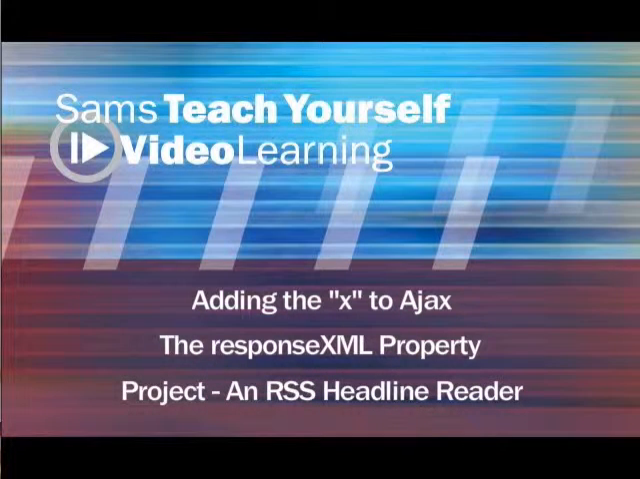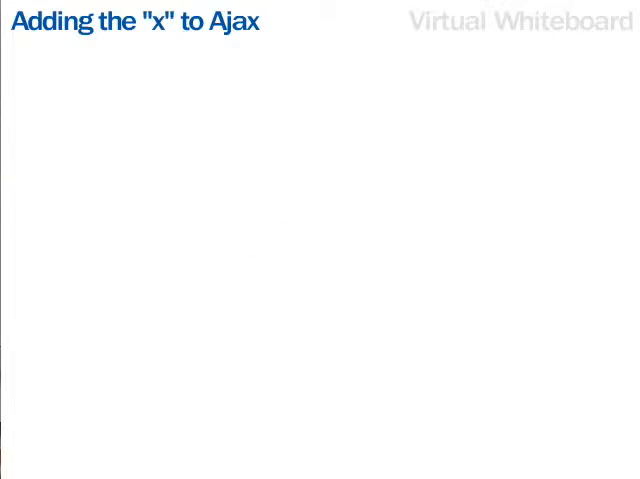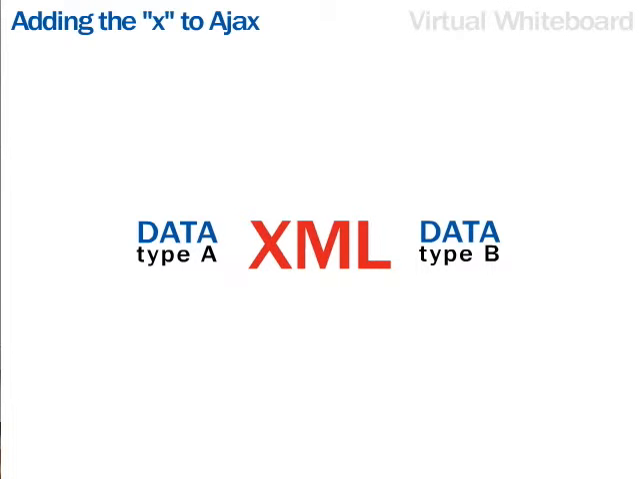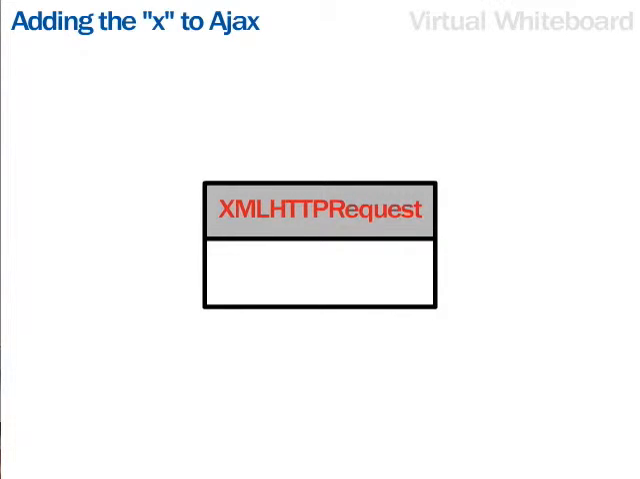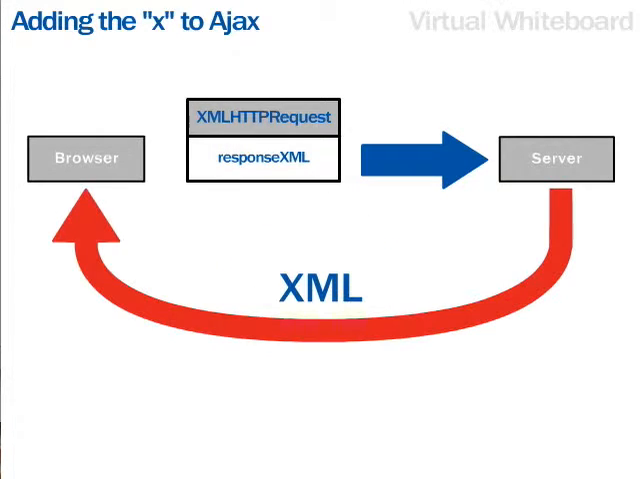The X in AJAX does, of course, stand for XML, and there are good reasons for using the power of XML in your applications. This is particularly true when you need to use highly structured information and/or perform complex translations between different types of data representation. The XMLHttpRequest object has a further property called responseXML, which can be used to transfer information from the server via XML rather than in text strings.